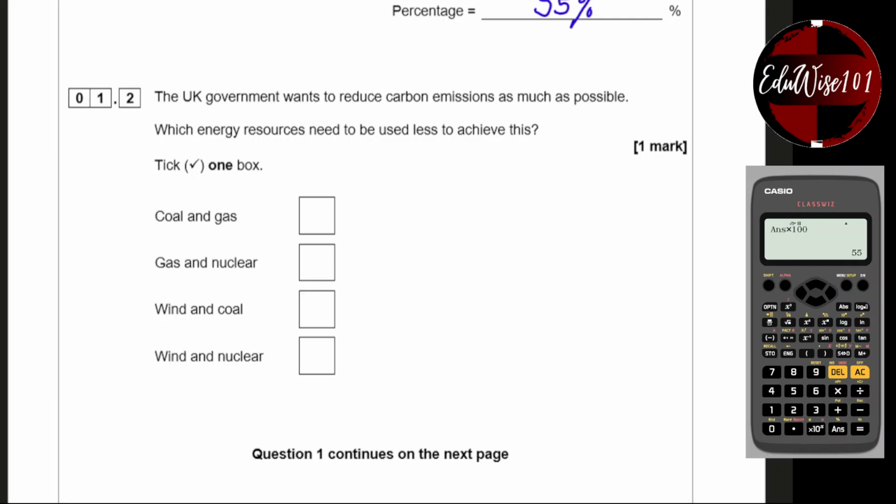Question 1.2. The UK government wants to reduce carbon emissions as much as possible. Which energy resources need to be used less to achieve this? Carbon emissions are caused from the burning of fossil fuels, so which is basically coal and gas. Nuclear doesn't produce carbon dioxide. Wind is renewable, so it doesn't produce carbon dioxide. Wind again is renewable, so it will be coal and gas.